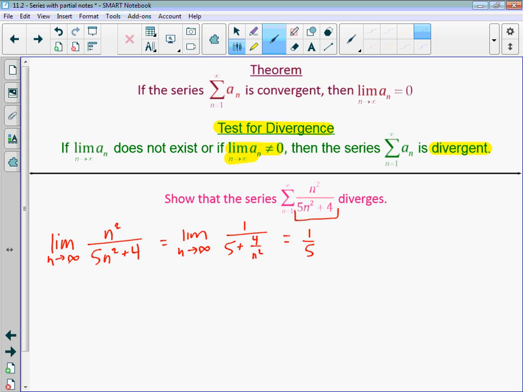Is that equal to 0? No, so it does not equal 0. Therefore, it's divergent. And always write by what test you're using. So therefore, it's divergent by the test for divergence. We'll get a lot of other tests coming up.